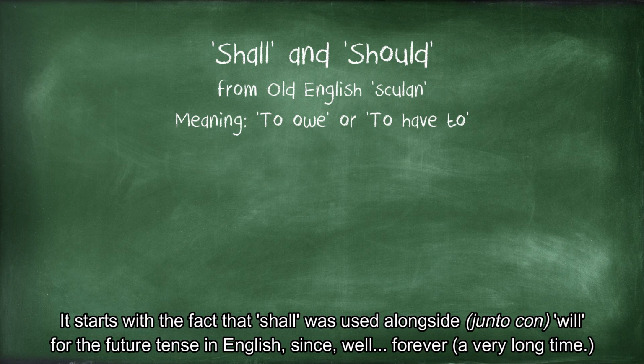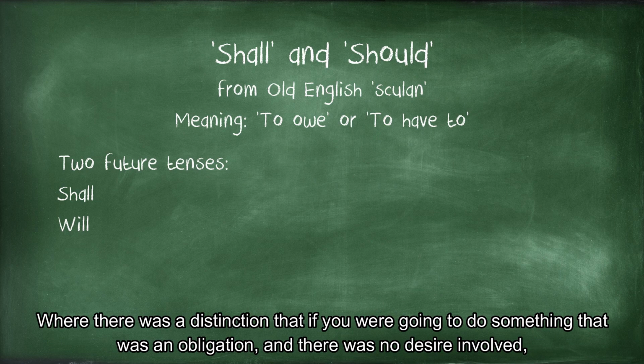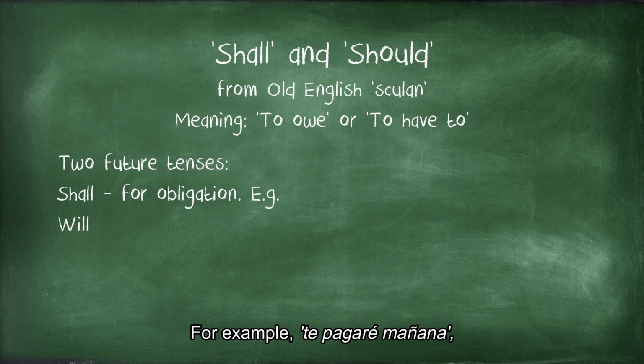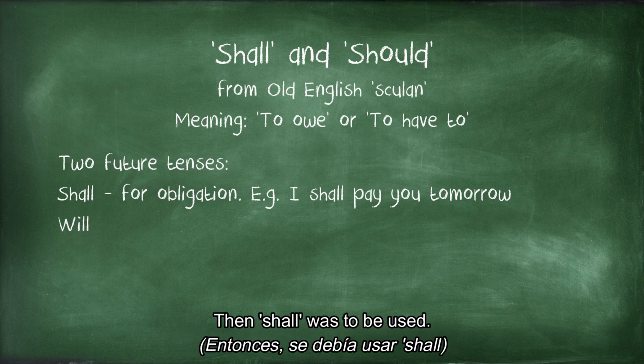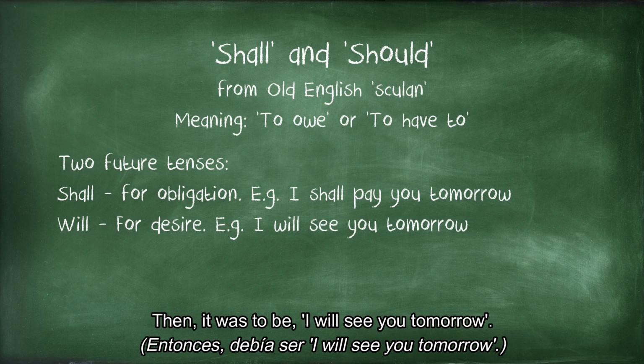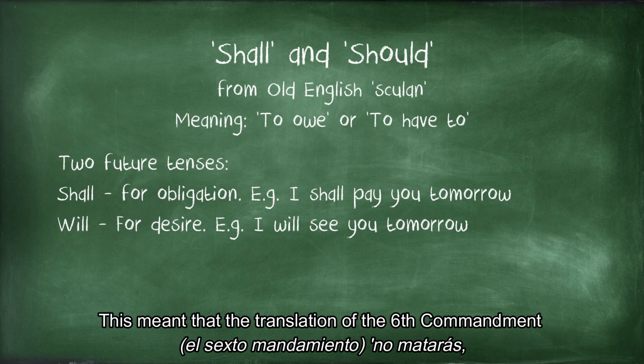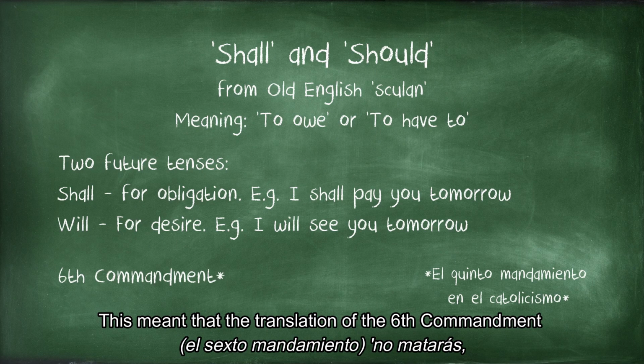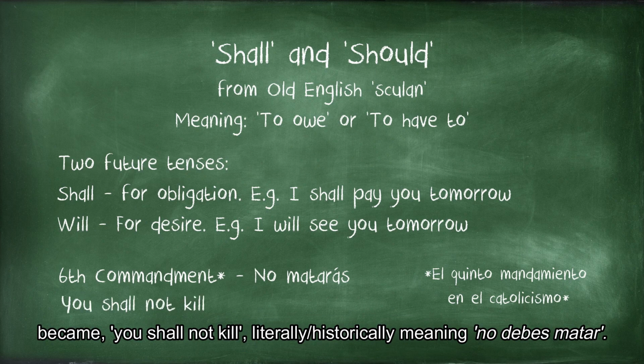It starts with the fact that shall was used alongside will for the future tense in English since, well, forever, where there was a distinction that if you were going to do something that was an obligation and there was no desire involved, for example, te pagaré mañana, then shall was to be used. And if it were something that you wanted to do, like te veré mañana, then it was to be I will see you tomorrow. This meant that the translation of the Sixth Commandment, no matarás, became you shall not kill, literally meaning no debes matar.